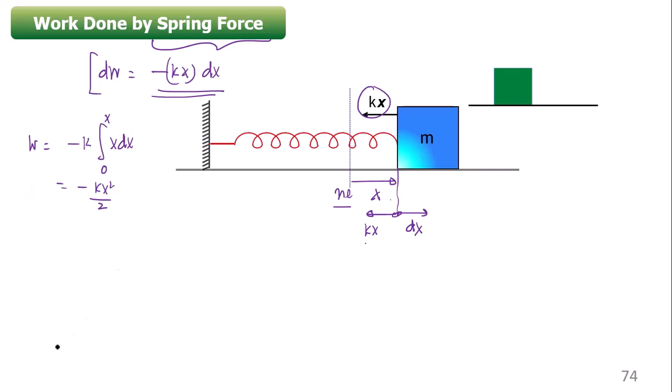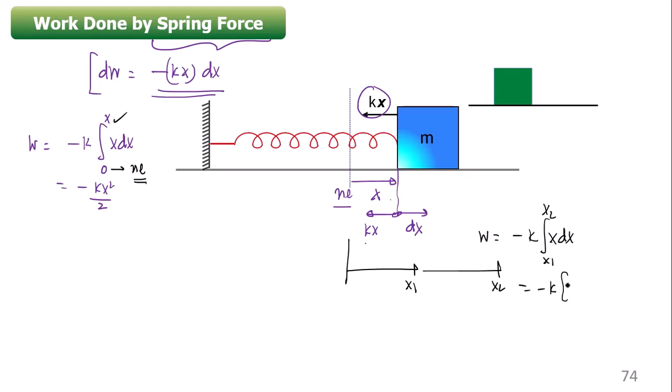Why am I putting the limit from 0? Because I start from the natural length, so I am extending the spring from natural length to the elongated position x. Now let us say I am moving the spring from x1 position to x2 position. Both are possible. So the work done is minus k integration of x dx, with limit from x1 to x2. So it will be minus k times (x2 square minus x1 square) by 2. So this is the answer.